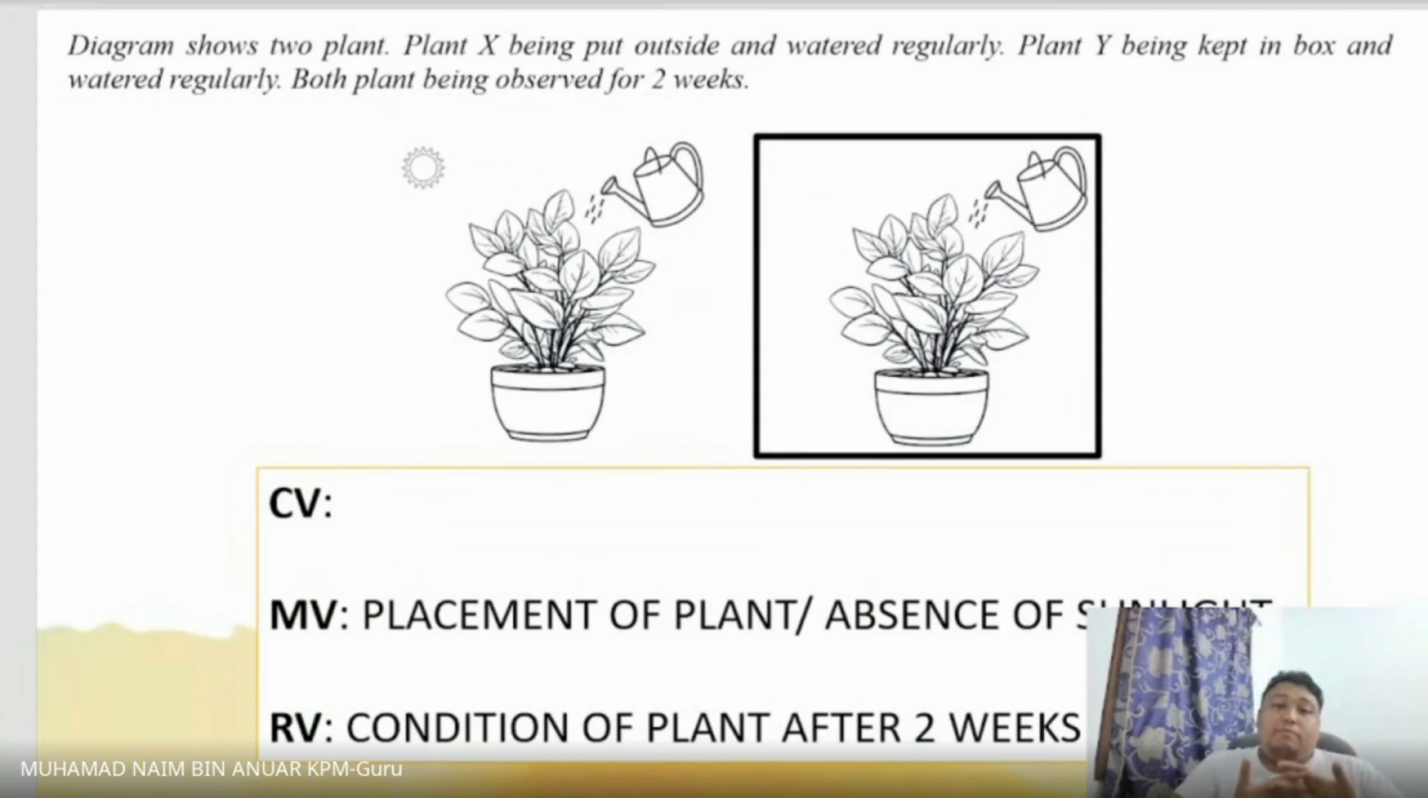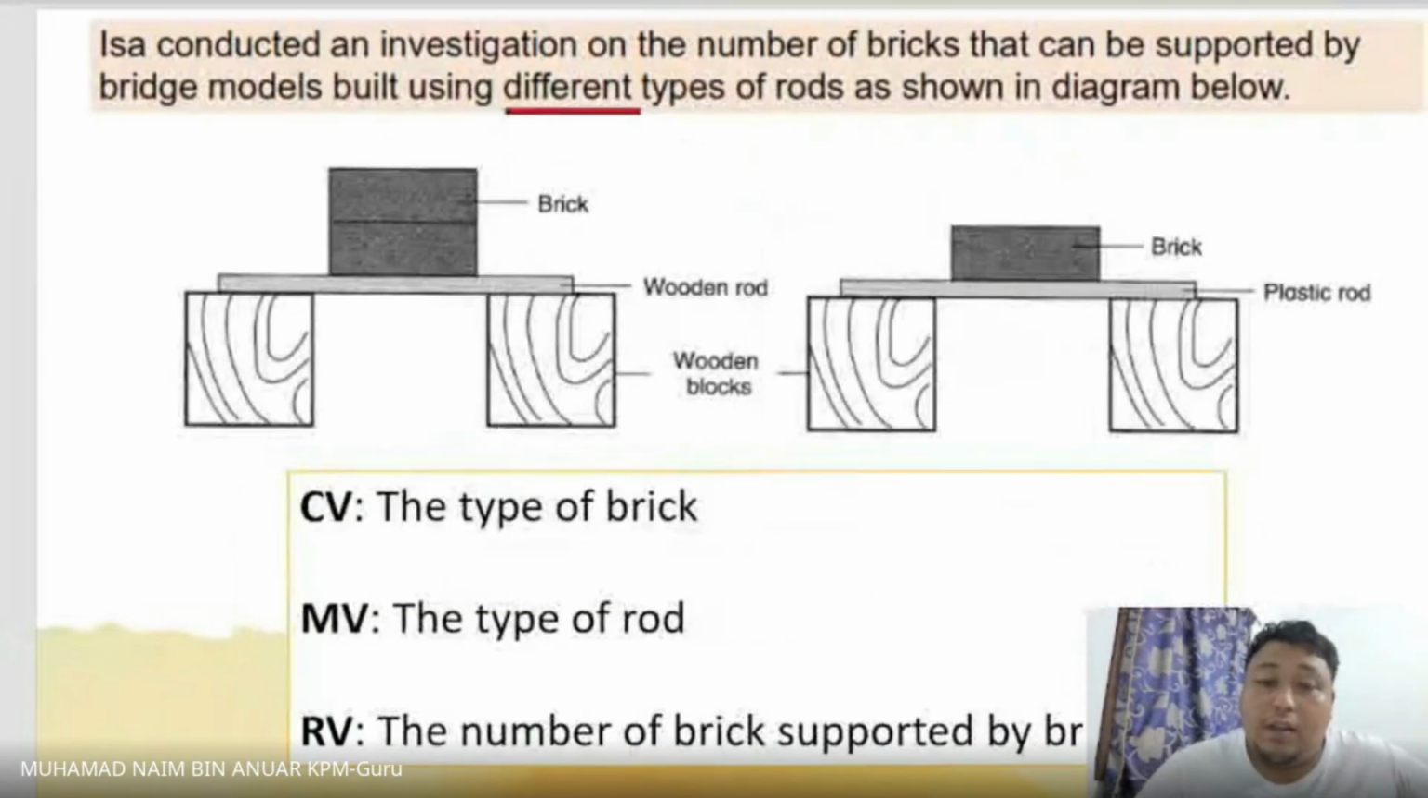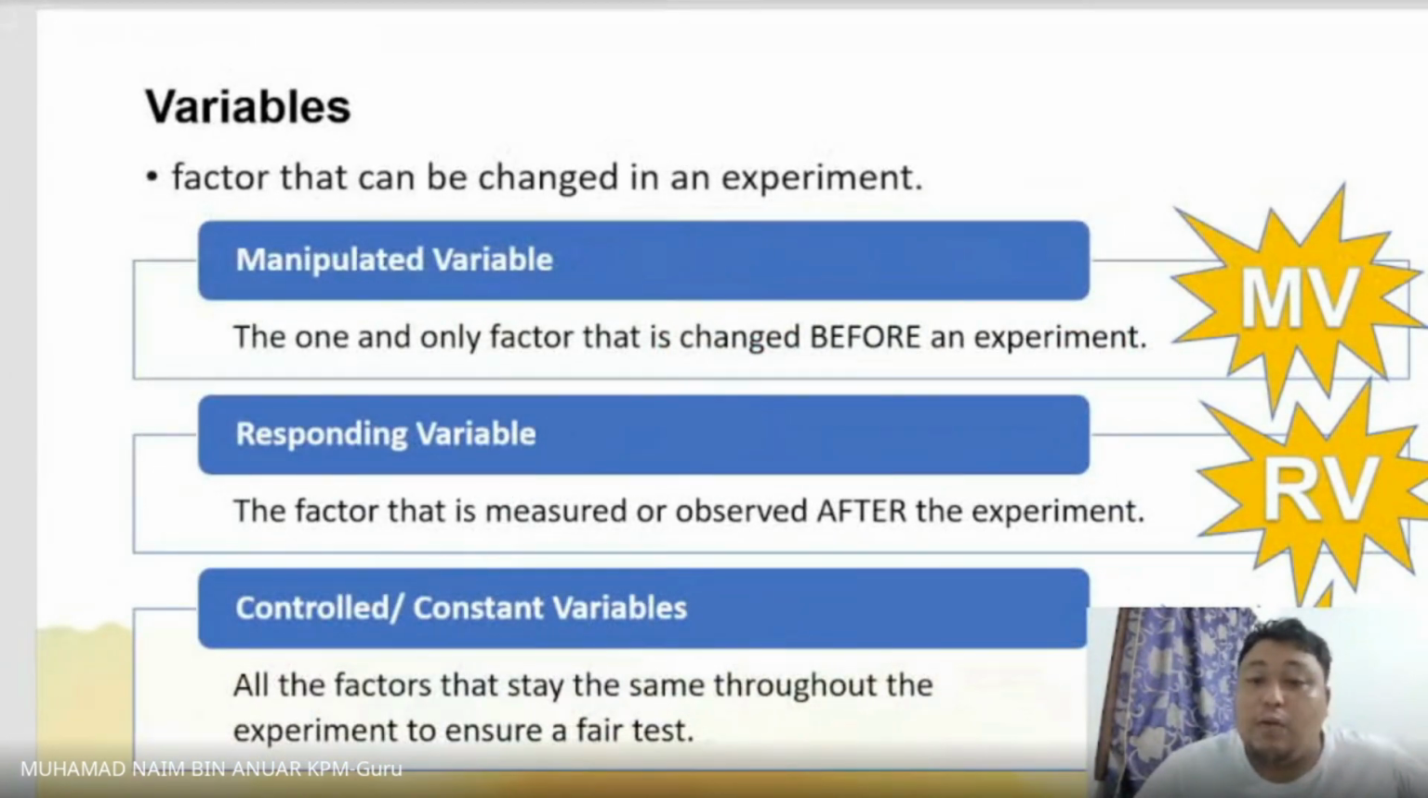But we don't have numbers, we don't have the keywords. Okay, this is how you answer this type of question. Sometimes the question doesn't come with keywords, doesn't come with numbers. You must look at the picture and understand what happened in the picture. If you don't understand what happened in the picture, you cannot answer. Okay? So, again, what is MV? What is RV?